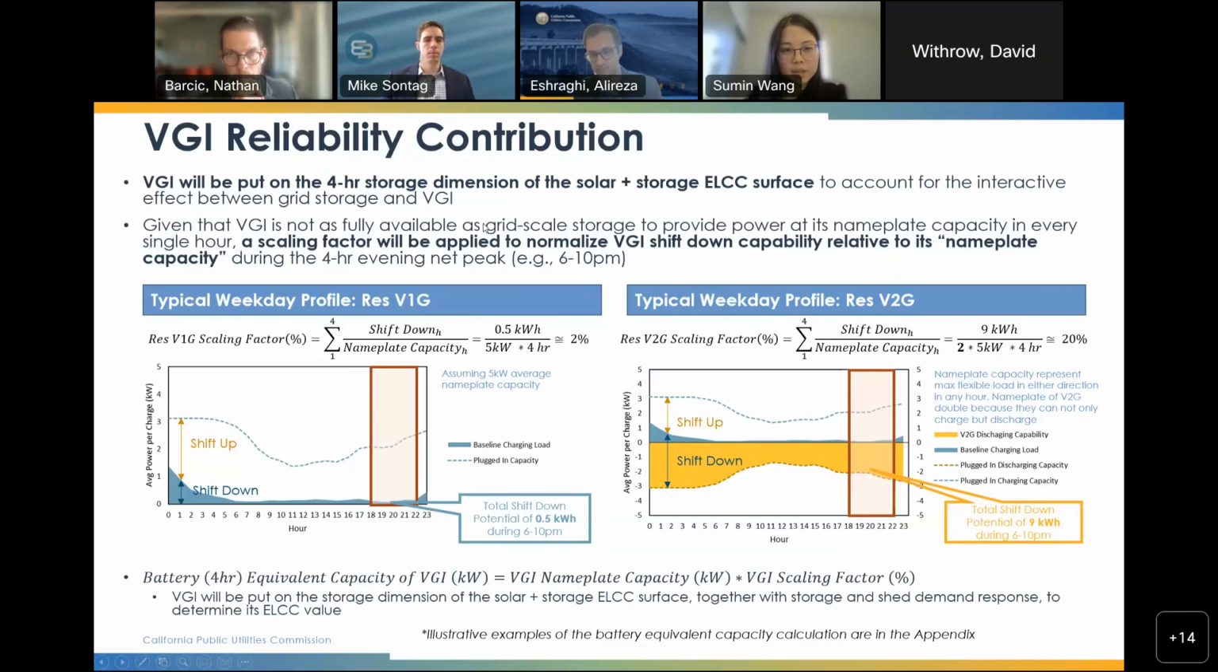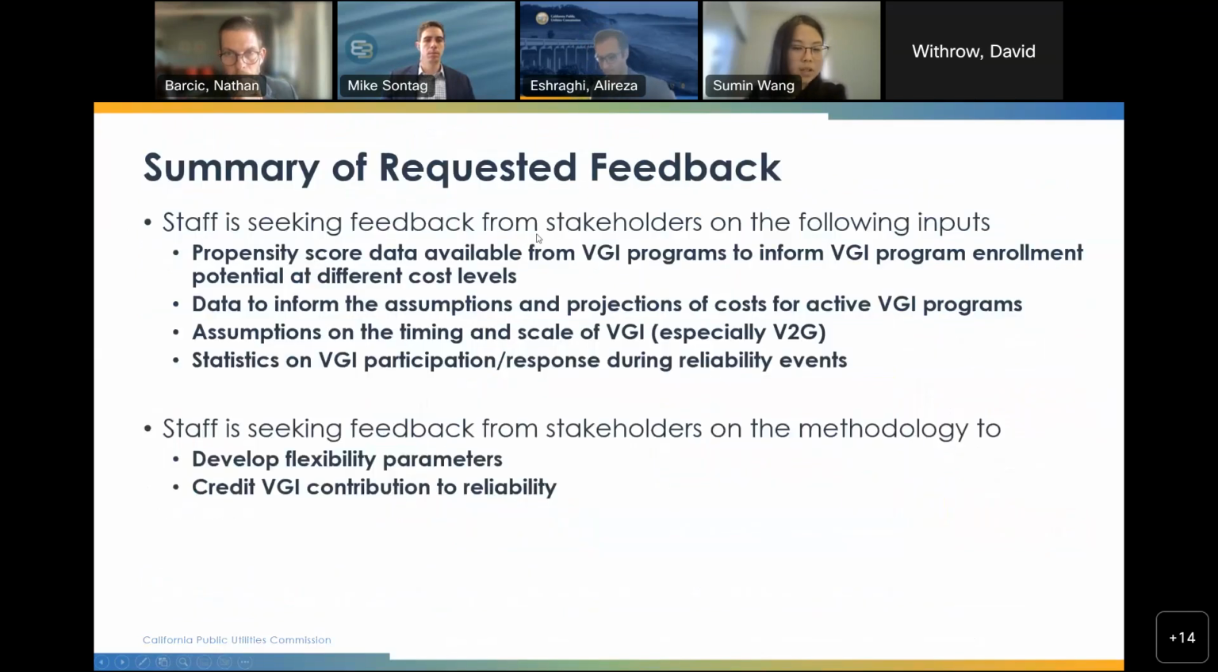To summarize the last slide, the requested feedback. The staff is seeking feedback from stakeholders on the inputs on propensity score data from VGI enrollment, data on the costs and assumptions of the VGI programs, and the timing and the scale of VGI, especially for V2G. If stakeholders have data to provide on the statistics on VGI participation and response during reliability events, we will be happy to take that as well. Though that will not be a direct input into the analysis for now, it can give us good data to benchmark our ELCC value calculated for VGI.